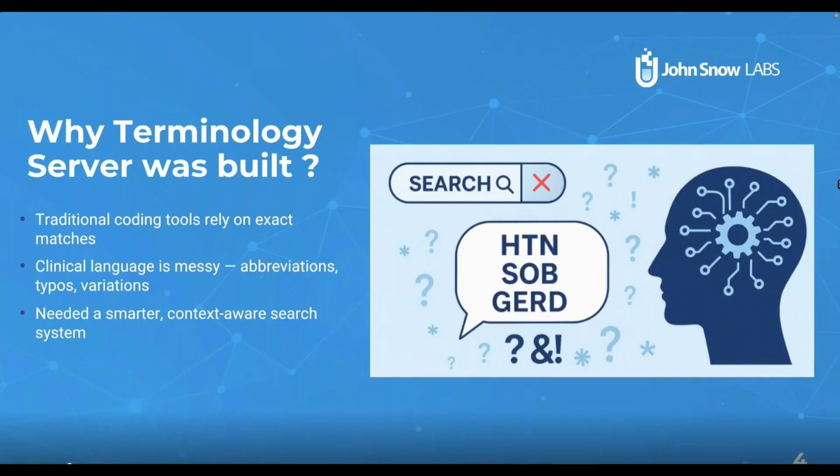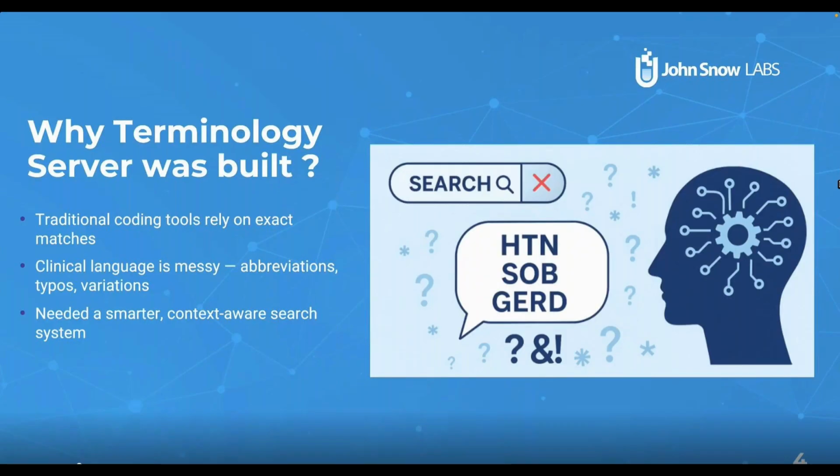This creates frustration, slows down the work, and often leads to incorrect or inconsistent coding. Clinical language is always messy. It has a lot of abbreviations, typos, and variations. Real-world clinical documentation is far from standardized. Doctors write hypertension as HTN or high blood pressure as high BP, and they all mean the same thing. Patients describe sugar problems, diabetes, or high glucose.